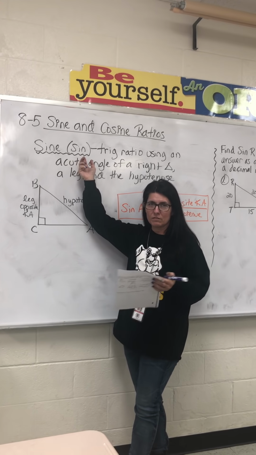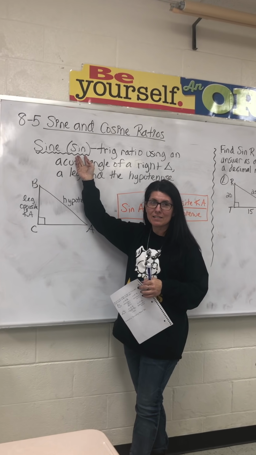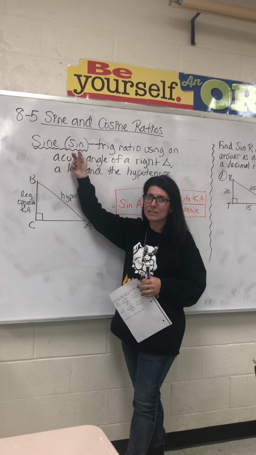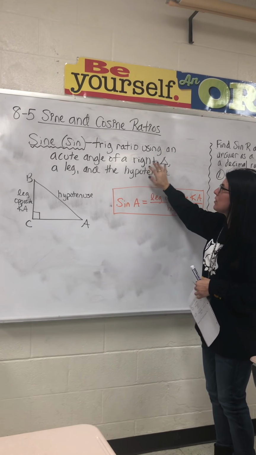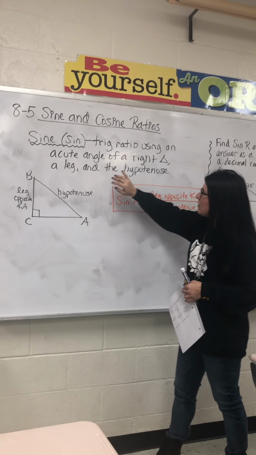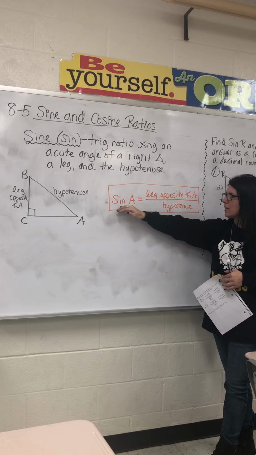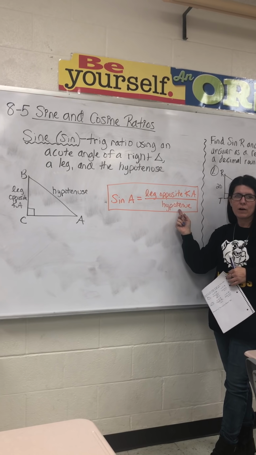Here's the abbreviation for it. Please don't call it sin, it's sine. Whether it's written this way or this way, it is sine. It's the ratio that uses an acute angle, a leg of the right triangle, and the hypotenuse. What you need to know is this formula. So sine is the leg opposite over the hypotenuse.